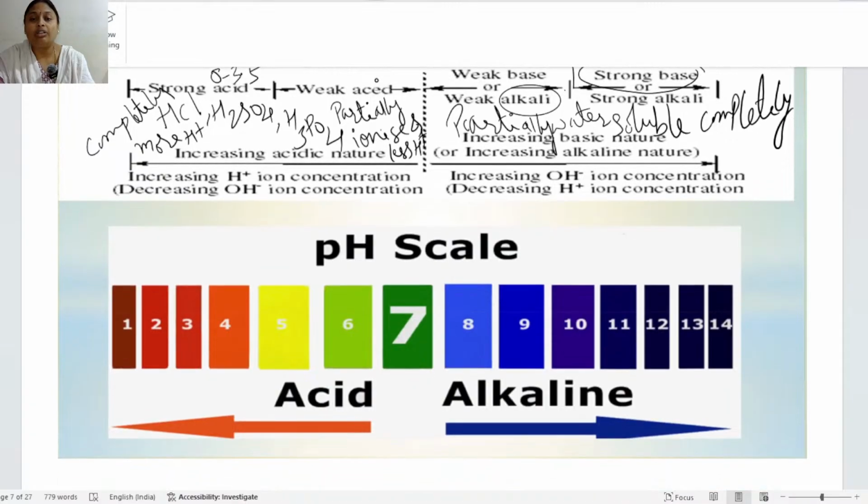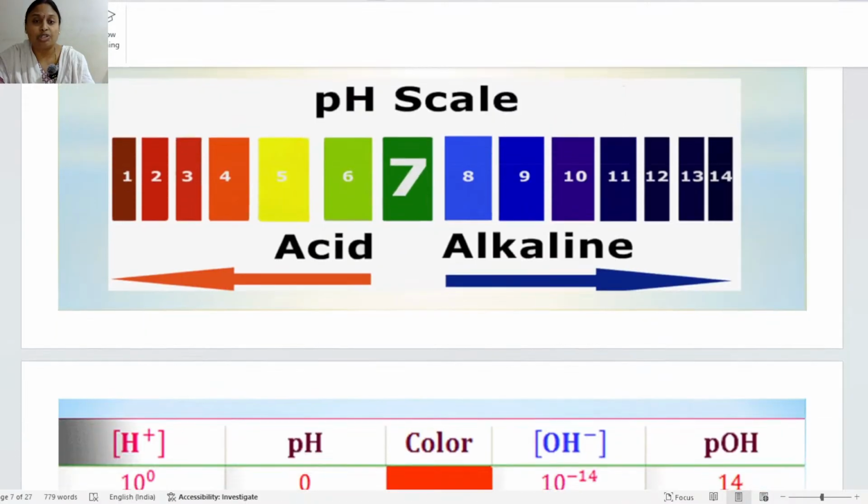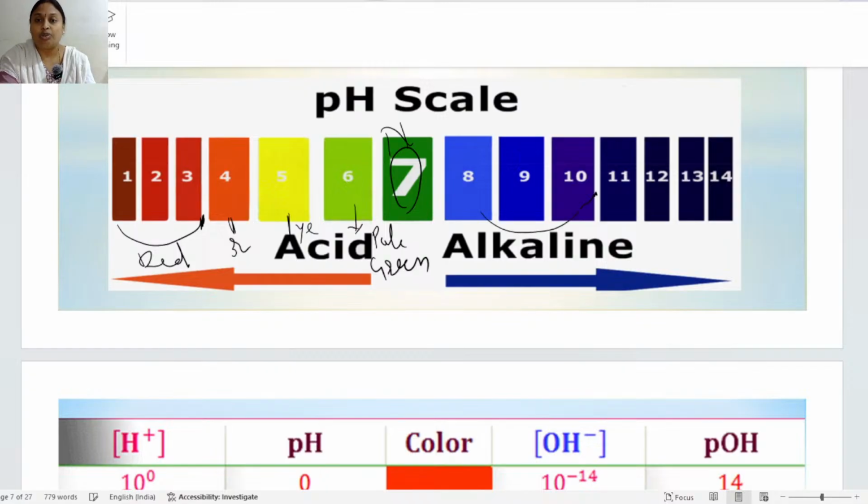next we will go for pH scale units. Here you can see clearly. So strong acids, 0 to 3.5, up to here we see red color. And when it comes to 4, here we see orange color, and 5 yellow color, here pale green color. 6 means here dark green color, it represents neutral. And 8 to 10.5, up to here, we see blue color. And 10.5 to 14, here we see violet color or else purple color.